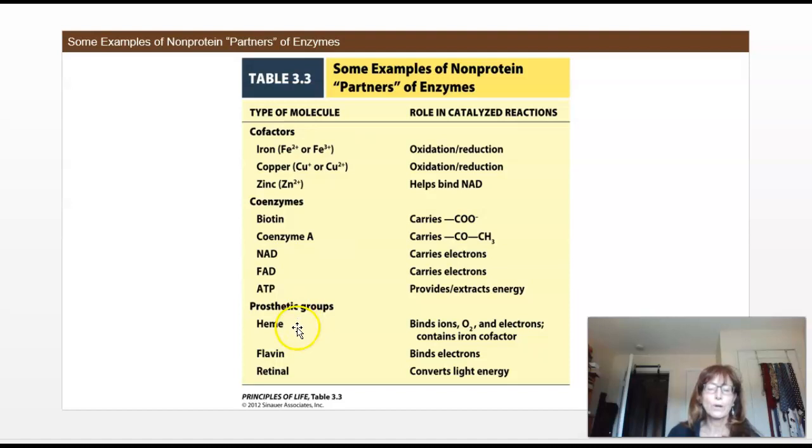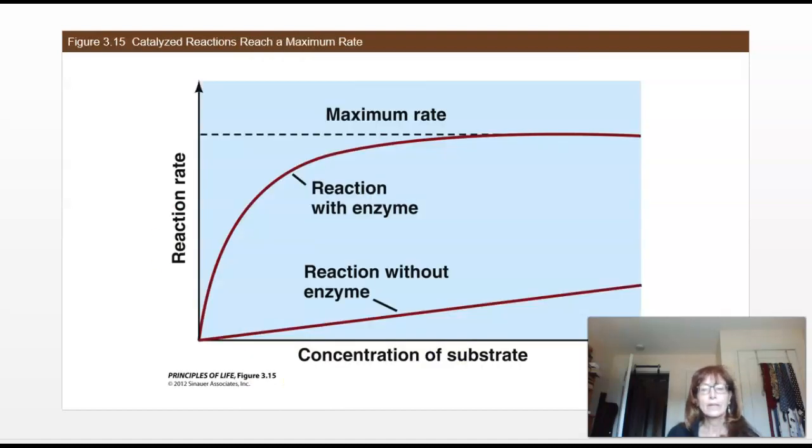Now the one that you probably are familiar with is heme, because this prosthetic group is a part of hemoglobin. So it's an iron-based compound that's a part of, it partners with some enzymes. So just know that some enzymes require non-protein components to help them to work. So that's kind of the take-home here.